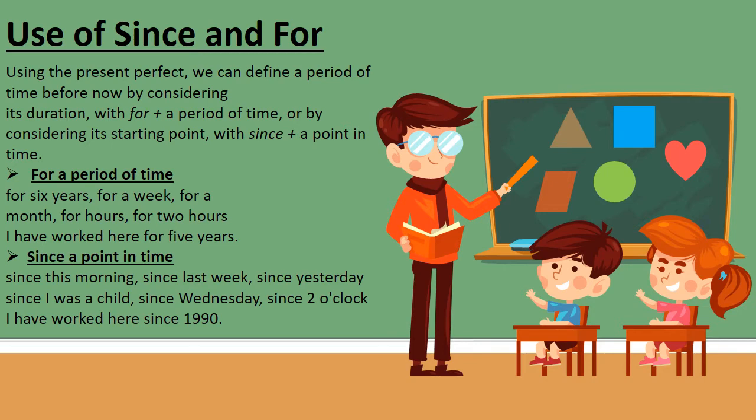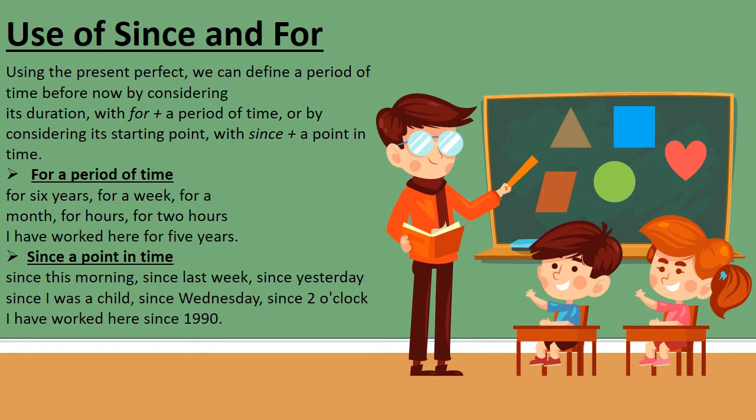Let's have a look at some examples: I have worked here for 5 years, and I have worked here since 1990. You have seen the difference between the sentences. In the first sentence, where for is used, they say for 5 years, but at what time, which years, are not mentioned. That is why we use for over here, and when the year is mentioned, we use since over here. That makes it clear in your mind that when the time is specified and fixed, you can use since with that time, right my dear students?